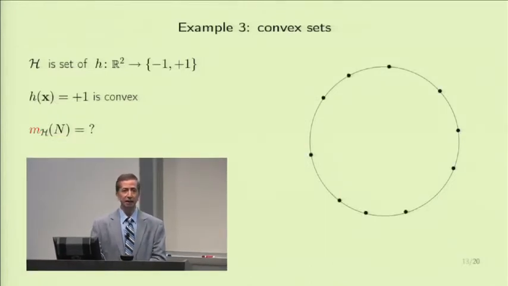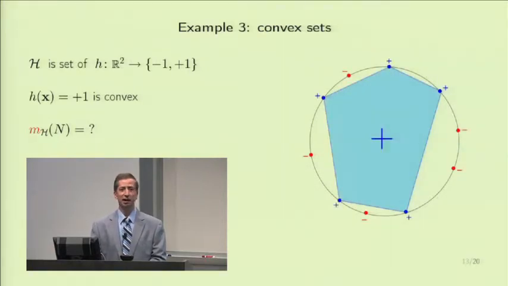Now, I maintain that you can get any dichotomy you want on these points. What is the argument? Pick your favorite one. I have a bunch of blues and a bunch of reds. Can I realize this using a convex region? Yes. I just connect these points, and the interior of this goes to +1, and whatever is outside goes to -1. And I'm assured it's convex because the points are on the perimeter of a circle.